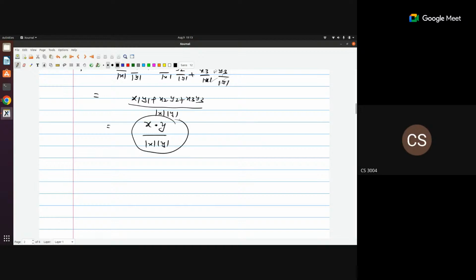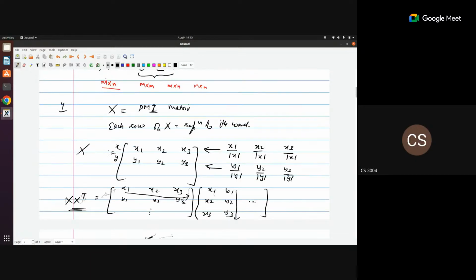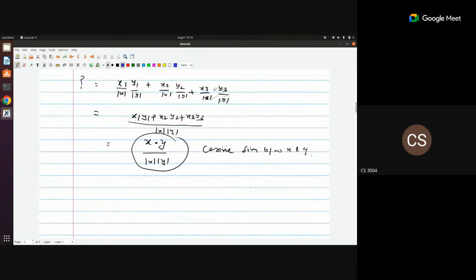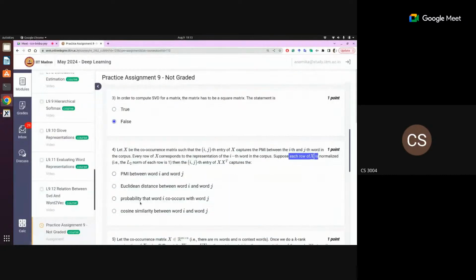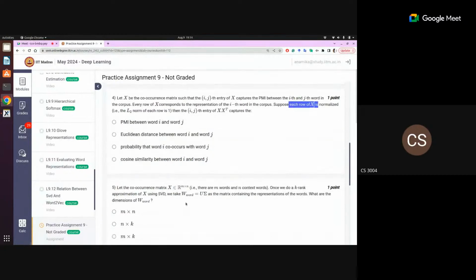And this is your cosine similarity between X and Y. And what are X and Y? As per the question, this is the ith row, and this is the jth row. Then this comes out to be the cosine similarity between word i and word j. So eventually it comes out to be the cosine similarity only. This should be the correct answer.